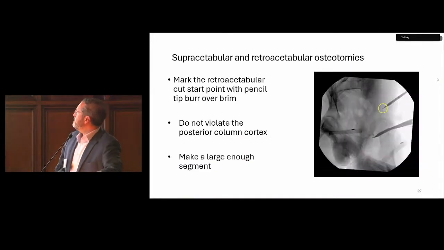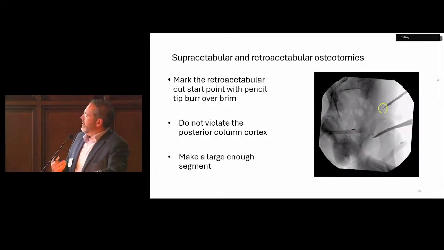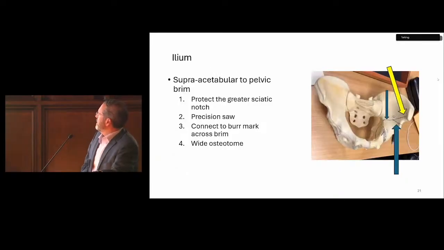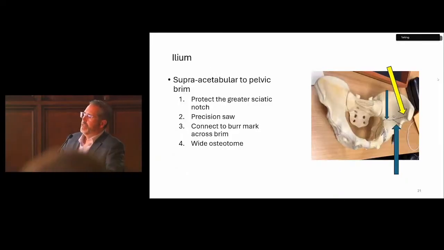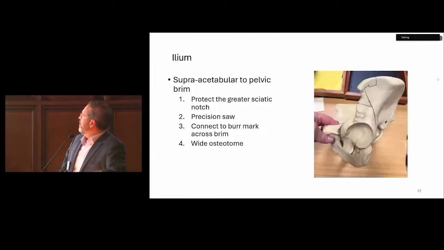For the ilium cut, I think making the target with the burr is good. Going over the brim, just to try to help facilitate that ischial cut later, is helpful, and to avoid violating the posterior cortex, and try to make sure that you're making a large enough segment. So these are different ways you can do the cuts. I typically go through the osteotomy, the ASIS, and then aim that. I think marking it with the burr and then doing the precision saw is helpful.